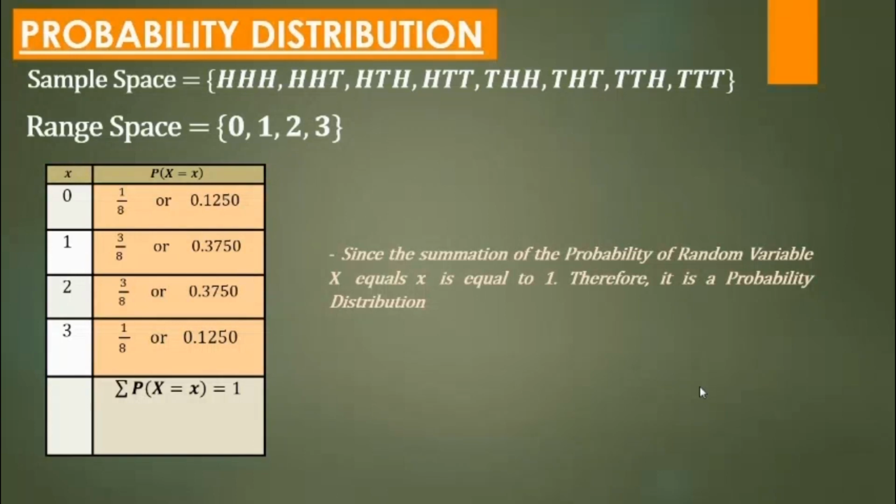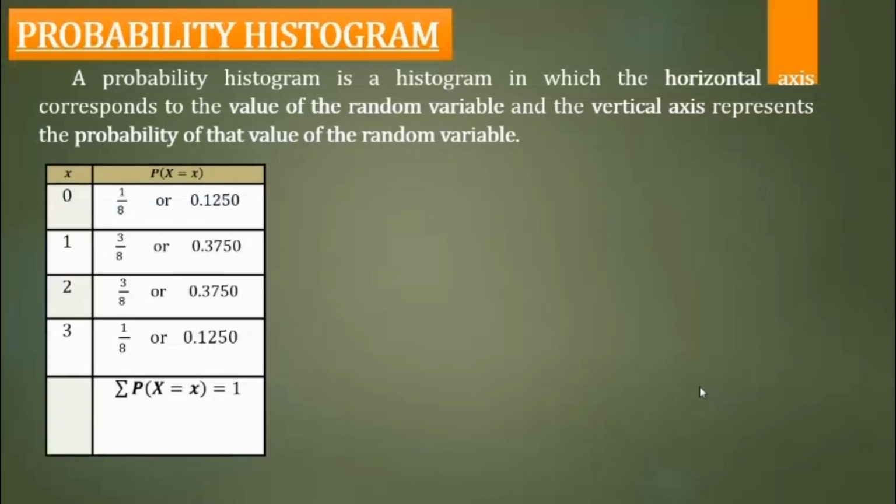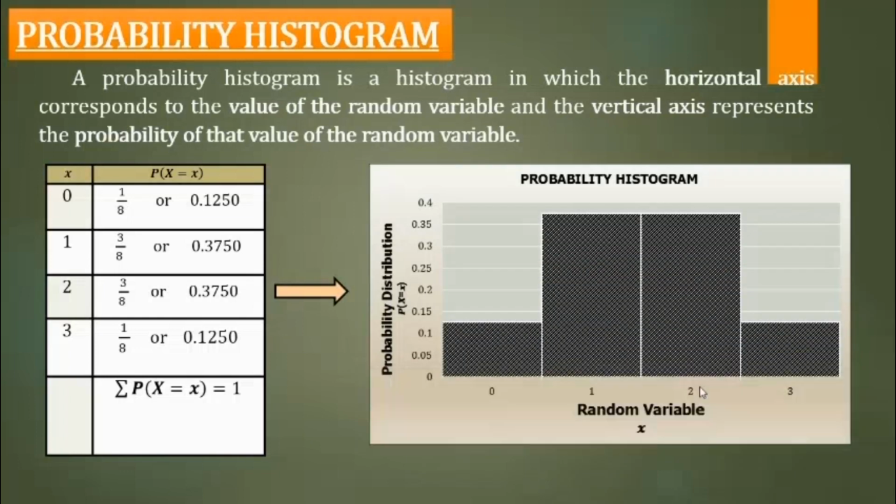Also, we can represent probability in the form of a graph, which is the probability histogram. A probability histogram is a histogram in which the horizontal axis corresponds to the value of the random variable, and the vertical axis represents the probability of that value of the random variable. So on the horizontal axis, it is for the value of the random variable, which are 0, 1, 2, and 3. And then the vertical axis is for the probability of random variable x equals x, which are 0.1250, 0.3750. So based from the histogram, the probability of getting no tail is equal to 0.1250.